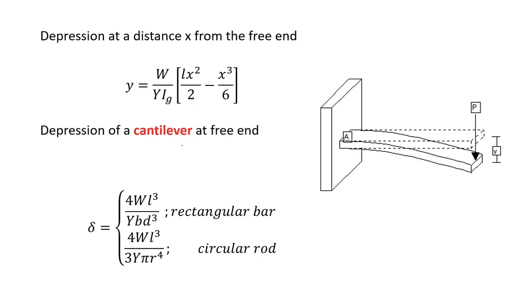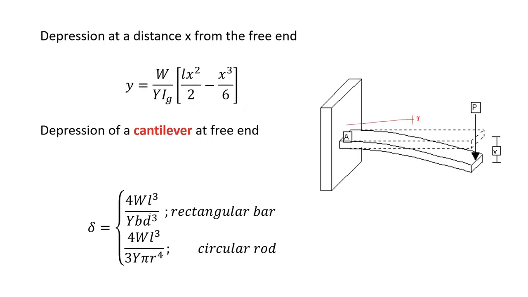We have also derived an equation for the depression at a distance x from the free end of a cantilever. A cantilever is a structural element which is held tightly at one end and loaded at the other end. The depression at a distance x from the point of contact is given by y is equal to W by YIg into (Lx square divided by 2 minus x cube by 6). We encounter this equation while deriving an expression for the depression at the free end.